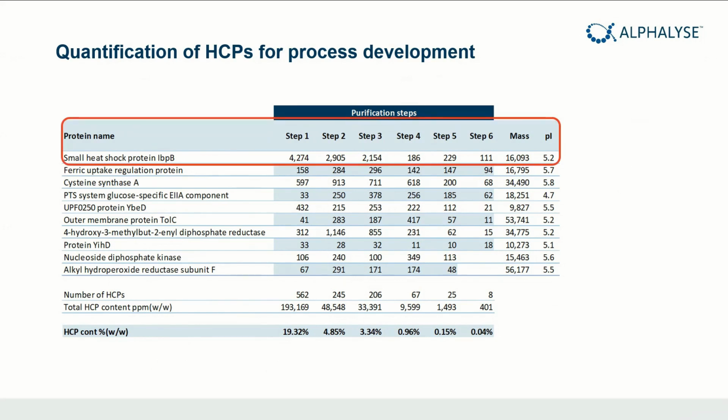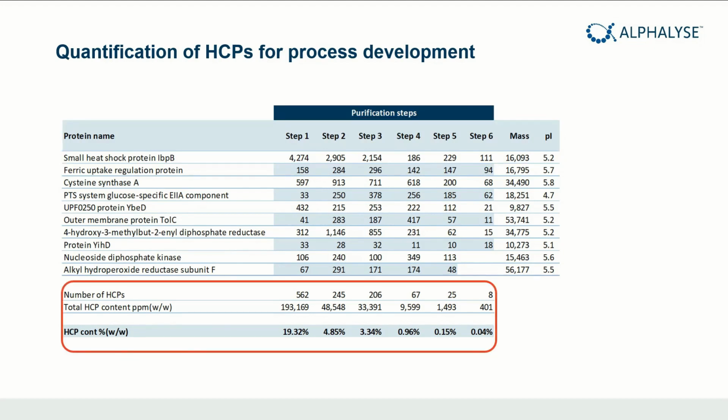If we look at one of the proteins, this small heat shock protein, you can see how the protein is cleared through the different purification steps. If this is not sufficient for you, you can use this as a tool to guide your purification process development, because you know the theoretical mass and pI, and your CMC experts can design and optimize the pH of buffers and columns and filters to target this protein specifically.